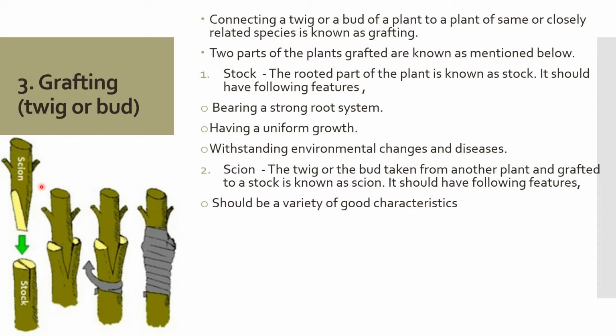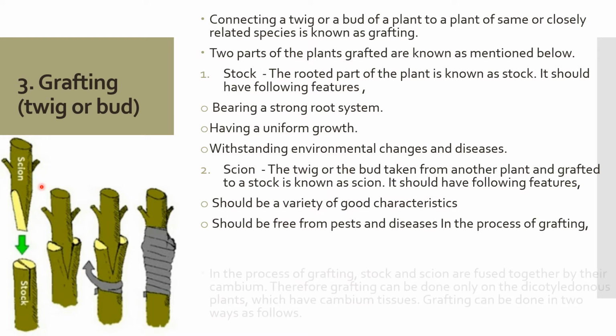That means fruits with a good taste, fruits with a good color, and large fruits. So we consider the special characteristics of the plant for selecting the scion, and also it should be free from pest and disease conditions at the time of grafting. If it is a diseased plant, then this grafting will not be a successful one. So these are the things that you have to consider in selecting the two plant parts for grafting.